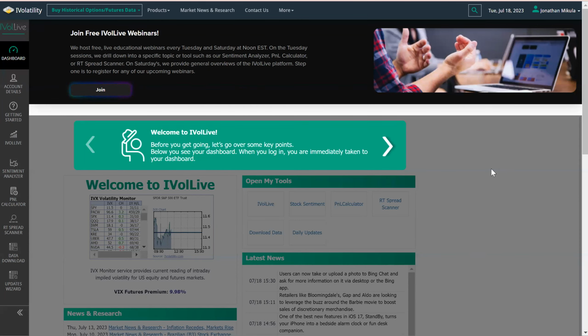Today, our agenda is to spend most of our time talking about the sentiment analyzer tool within iVol Live. As we all know, even if you're just starting your trading journey, sentiment really is an important factor in pricing. And so we're going to cover how to use that tool within iVol Live.